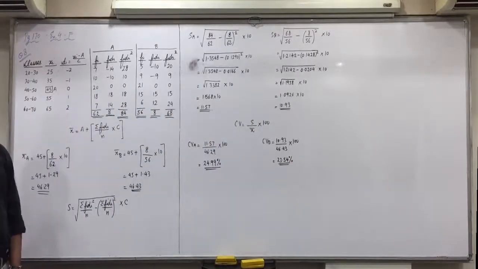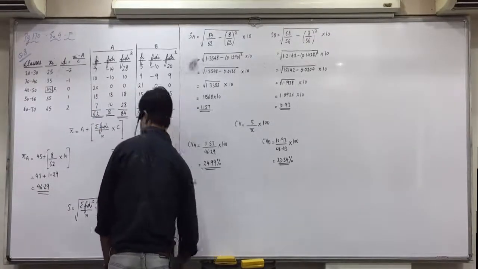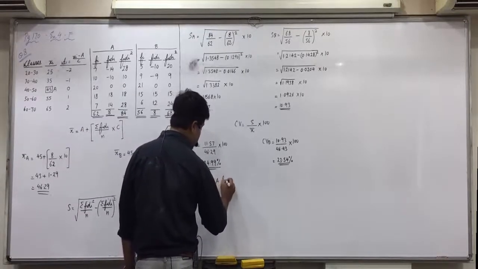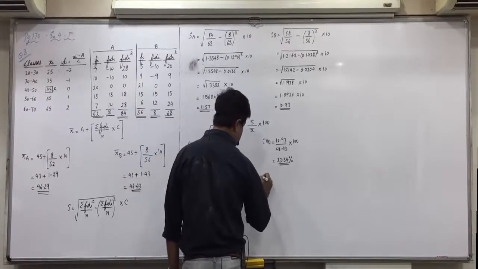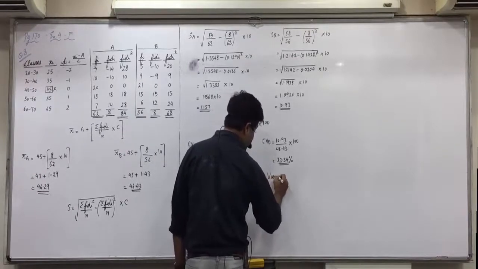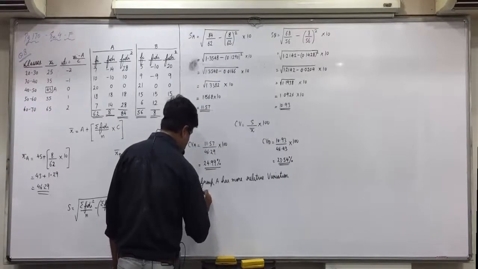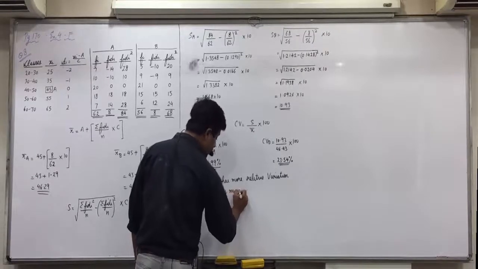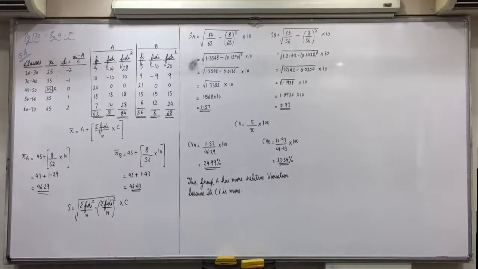Which group has more variation? A, whosoever's CV is more. Okay. So we'll mention that thus: Group A has more relative variation because its CV is more. Did you all understand this portion, everyone? Any doubts with it?